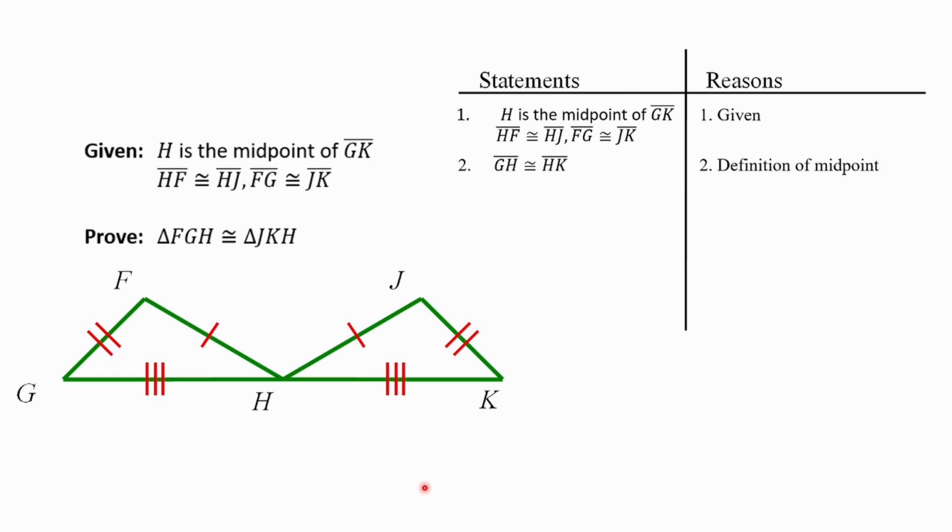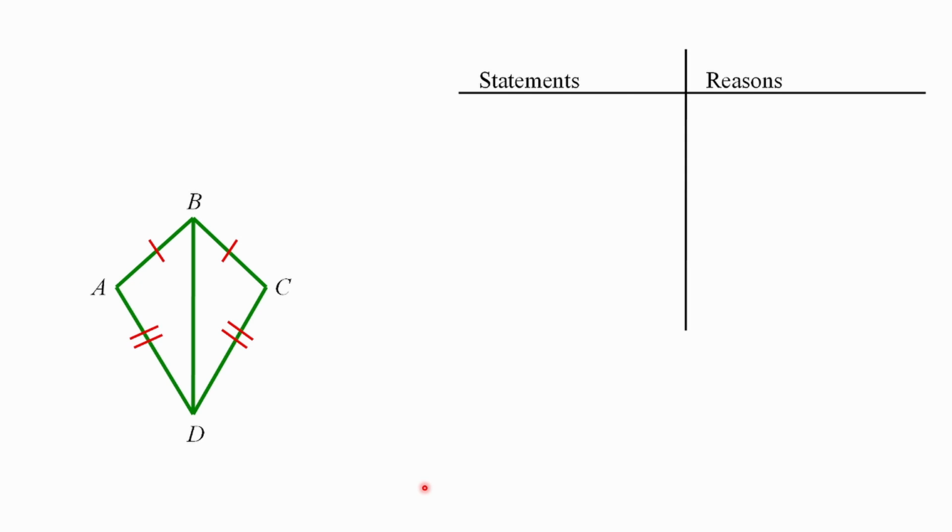So since H is the midpoint, then we can use that definition of what a midpoint does. And so finally, now I have all three sides are congruent, which means I can claim that the triangles are congruent, and my justification is that all three sides are congruent. So I would use the SSS, or side-side-side congruence theorem. Another example of a side-side-side proof here that we might see.